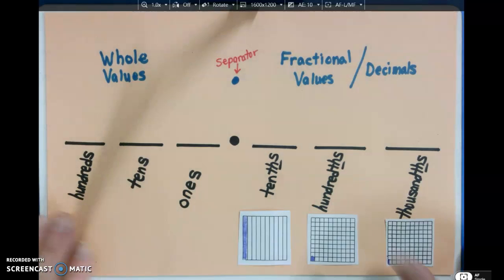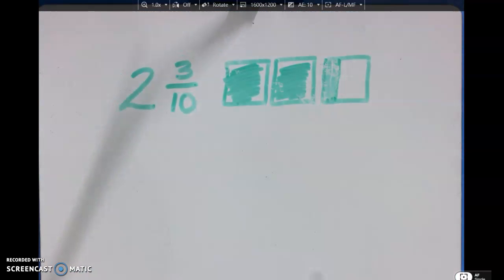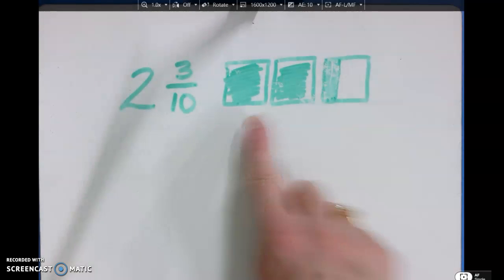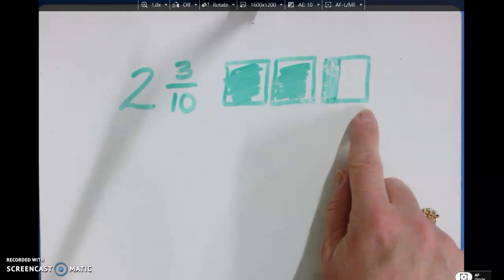Okay, so today we're going to be looking at things called mixed numbers, which you already know what they are because we've seen them in fractions. Here's an example of 2 3/10. If I were to draw a simple picture of that back in my fraction unit, I would perhaps have 2 full squares and 3 little pieces of the entire, trust me, there's 10 there.